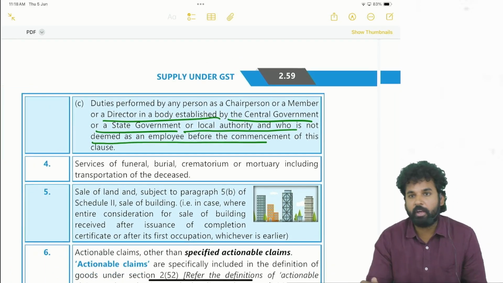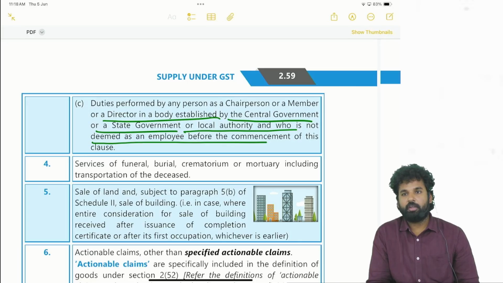Okay, so just like CBDT, CBIC. Okay, like this. Right.